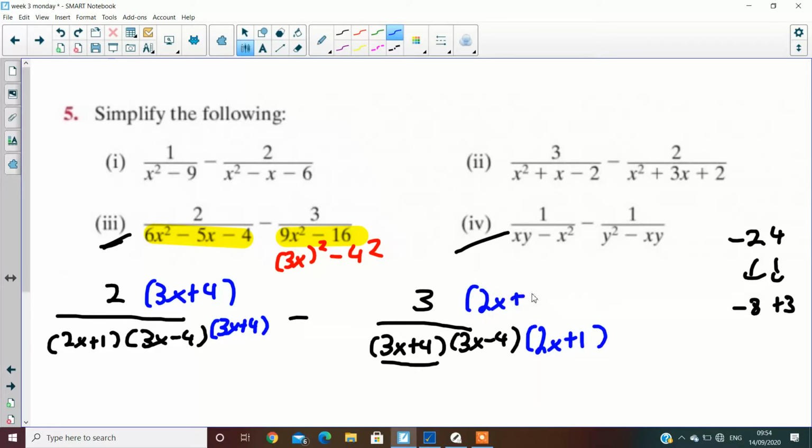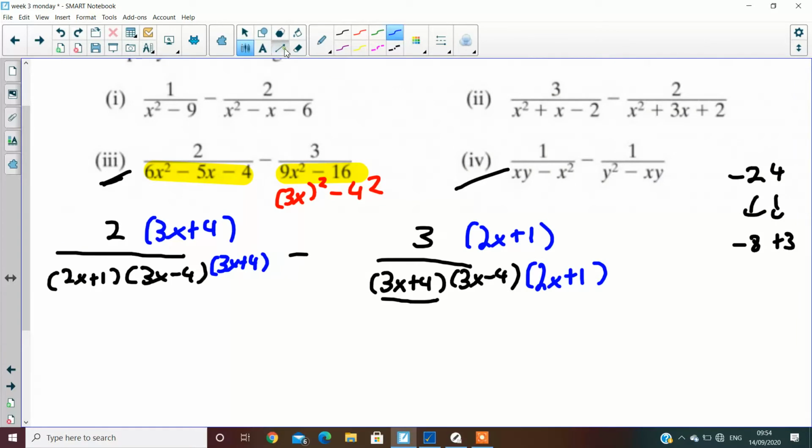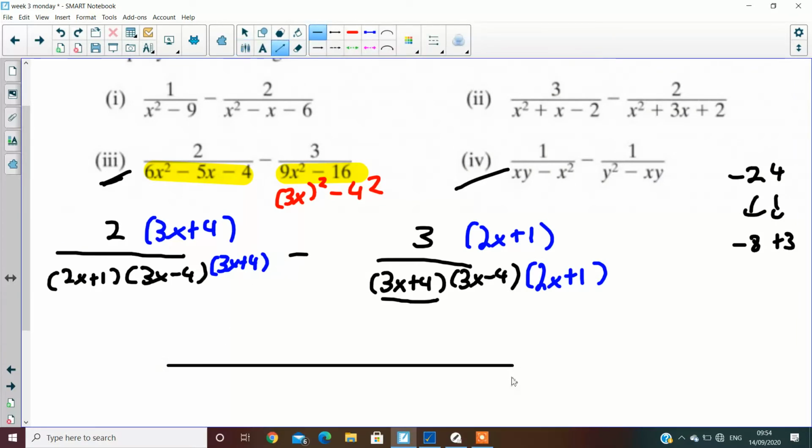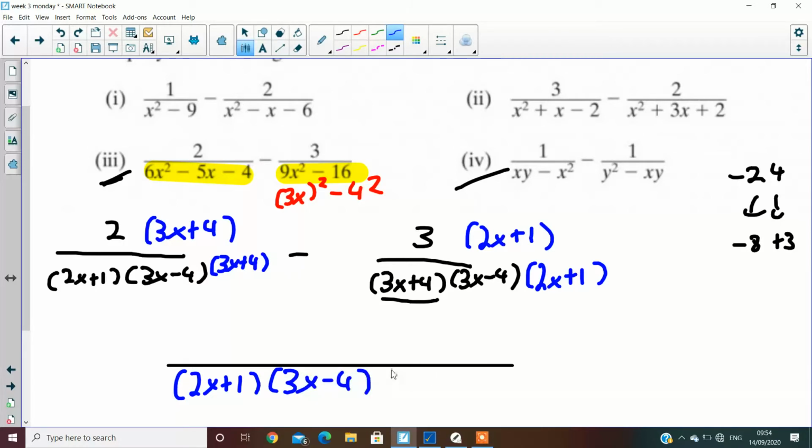Okay. Nearly there now, aren't we? So do we have a common denominator for the next line? What is it? 2x plus 1, 3x minus 4, and 3x plus 4. Now I just need to sort out the numerator. What's the numerator going to be?